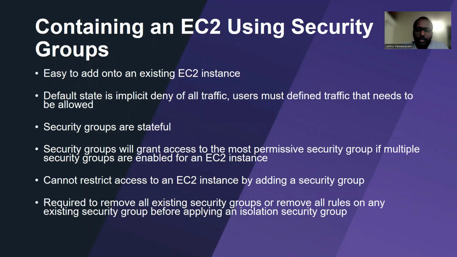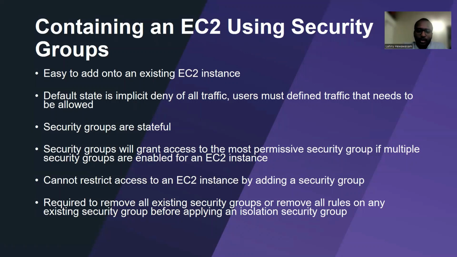When I say isolation of an EC2 instance, you might probably say, let's do it with the security group because that's the easiest way. Now, the beauty of a security group is that its default state is an implicit deny, and the users must define what traffic they need to allow by adding rules. It's important to remember that security groups are stateful.